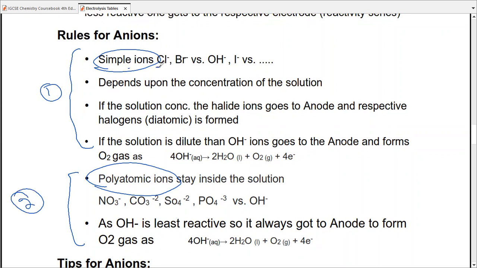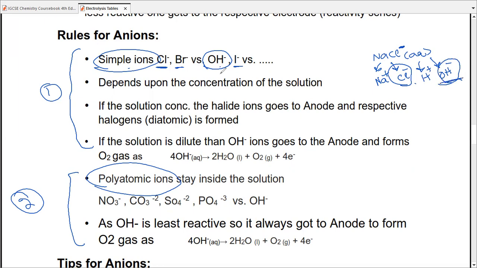Now, simple anions are chloride, bromide, or iodide, and they are compared with OH negative, since again, NaCl in an aqueous system is going to form Na positive and Cl negative, H positive, OH negative. Now, if we talk about anions, there's the competition between these two anions. So everything is going to compete against OH negative, since every time, if there is a solution, OH negative ions will be coming out of water. Make sense?